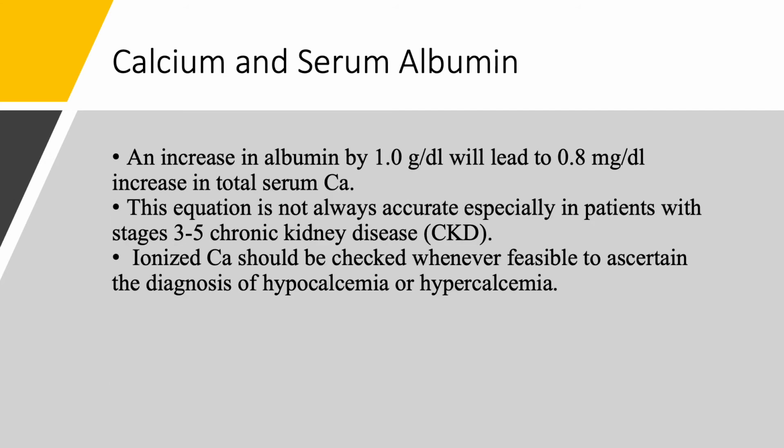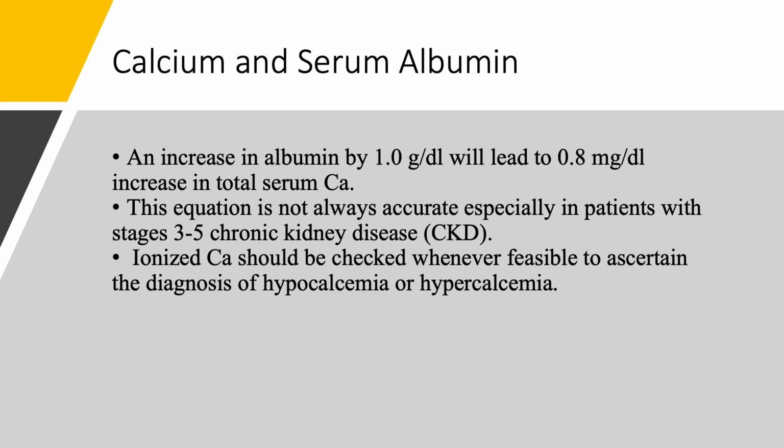Now, the reverse is true. So an increase in albumin by 1 also will lead to a 0.8 increase in total serum calcium. And we can correct that the same way. So if albumin is 5, we are going to take measured calcium, and then to correct it, let's say it's 10 minus 0.8 is 9.2, and that would be normal.